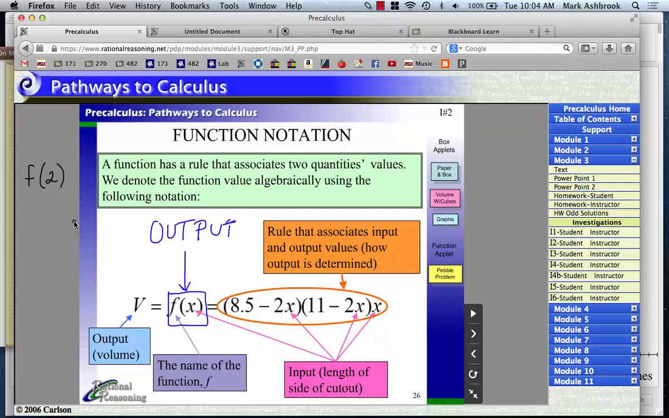Yes, that's right. It's the output when the input is 2. But now retell that to me in terms of the situation. X equals 2, so you're cutting out 2 inch squares. Okay, so you just put 2 into the rule. Yeah, but what does that mean? It's the volume of the box with the side cutouts of 2 inches. Right. Everything you said was correct, but what that notation means is the volume of the box. It's the output. It's the volume of the box when the square cutout is 2 inches. Okay?